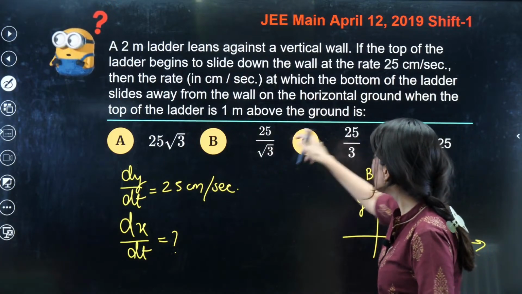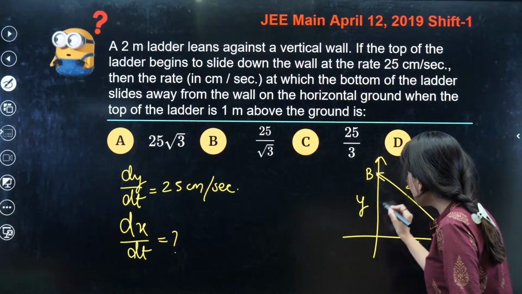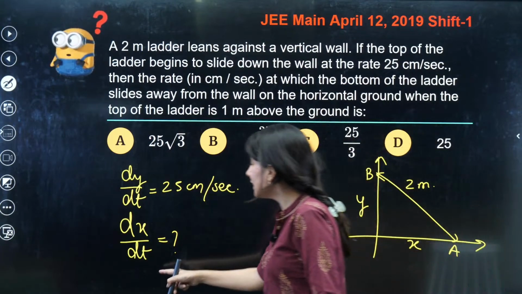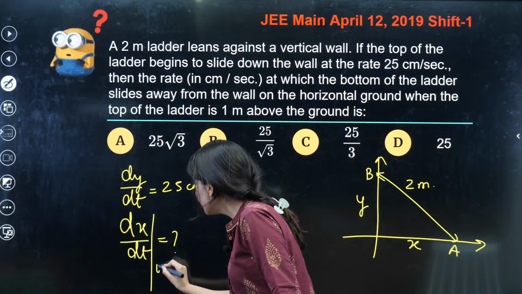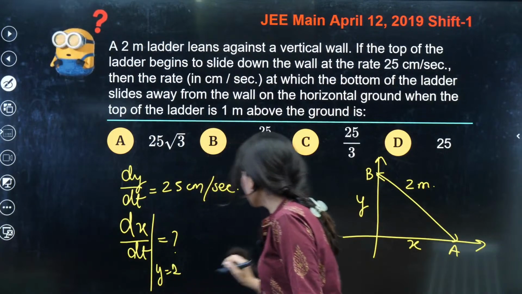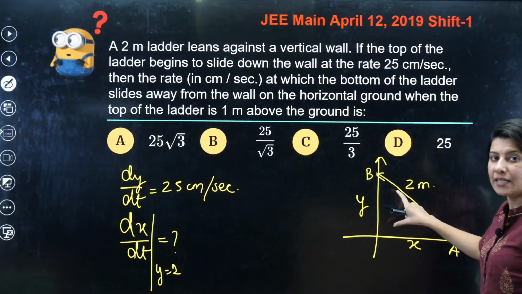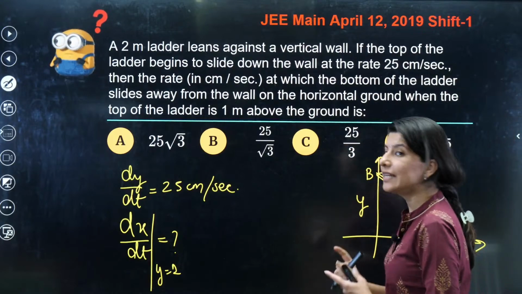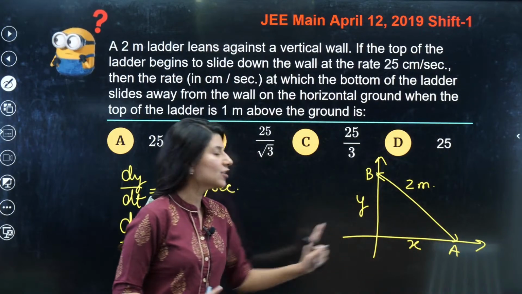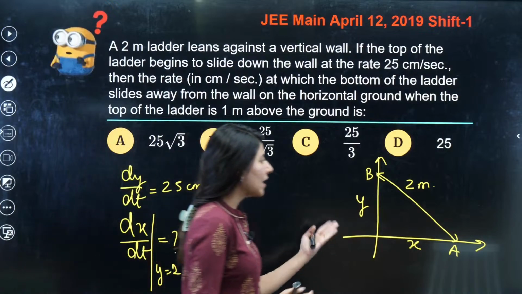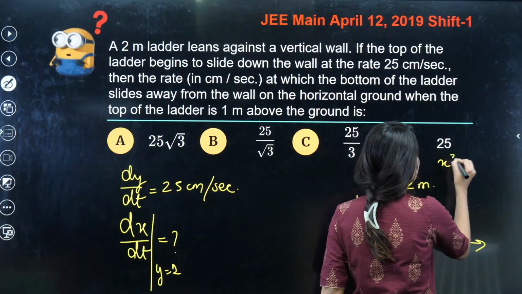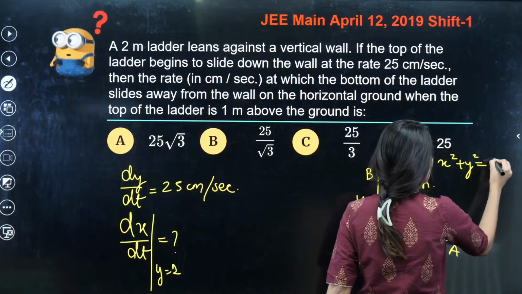When the top of the ladder is 1 meter above the ground, it is sliding, and dx by dt is asked when y is equal to 1. That means this length finally is 1. So we need a relation between x and y. By Pythagoras theorem, I can say that x square plus y square is equal to 2 square.